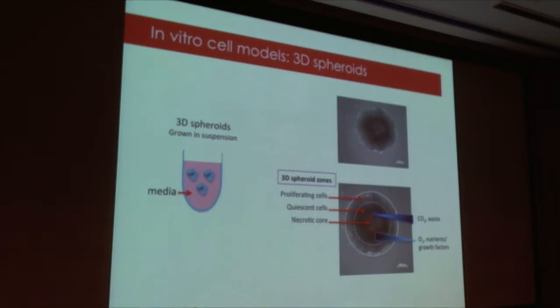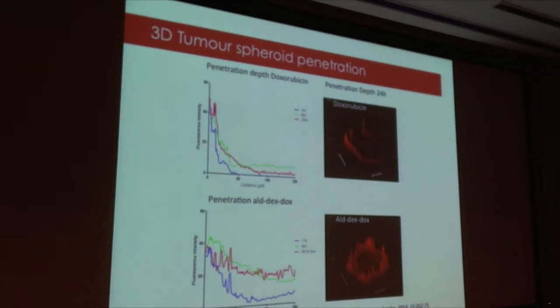And studies have been done to show that as you go to the center of the core, you're losing oxygen in that model, and also you're getting less nutrients and growth factors in the center of that model. So it's a really valuable model to think about using for some of your work. It can also be used, as we've used it, for looking at penetration of your materials into a spheroid to see how far they can enter.